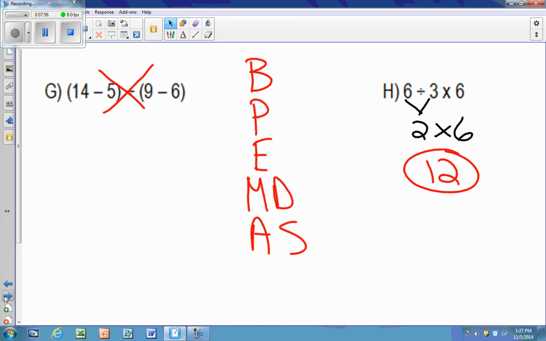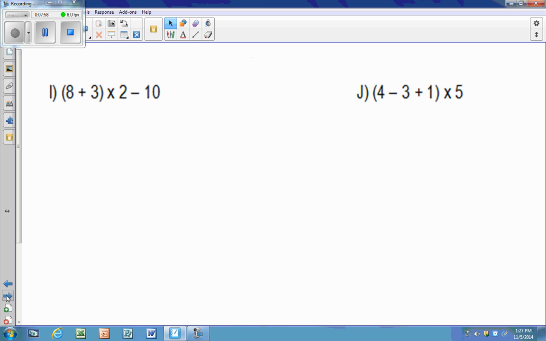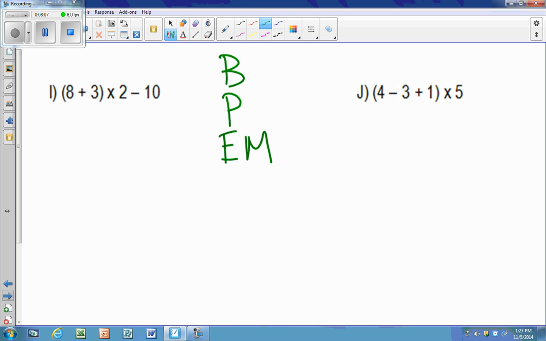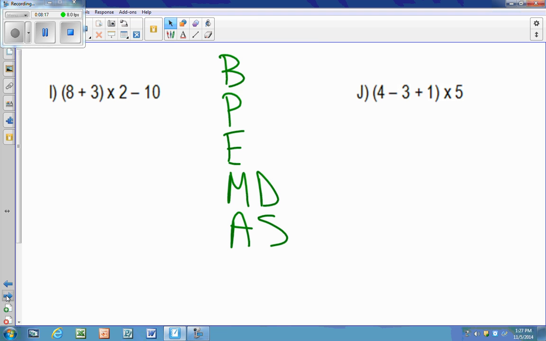Just to get a little more practice, because this is something that is new, here's some more problems for B Pemdas. I apologize, I'm writing too quickly. And I'm going to start with my brackets, which there are none, and then there are parentheses. So I'm going to add my 8 plus 3, which is in the parentheses, and then I'm going to multiply and subtract. I write that all back down.